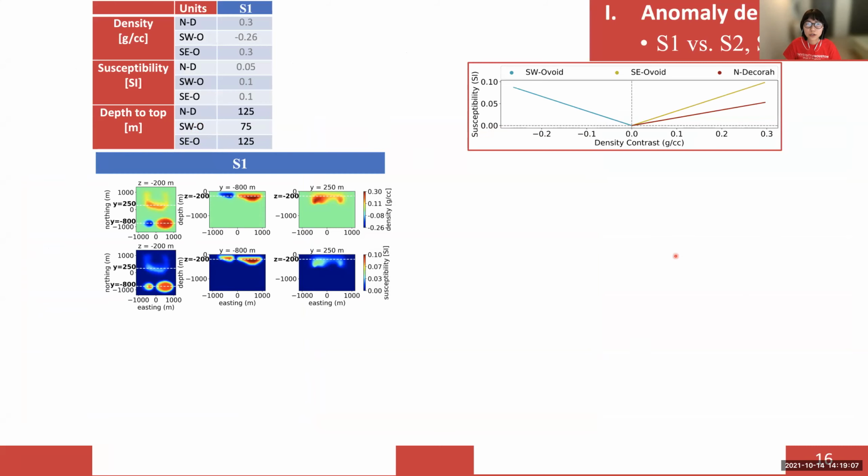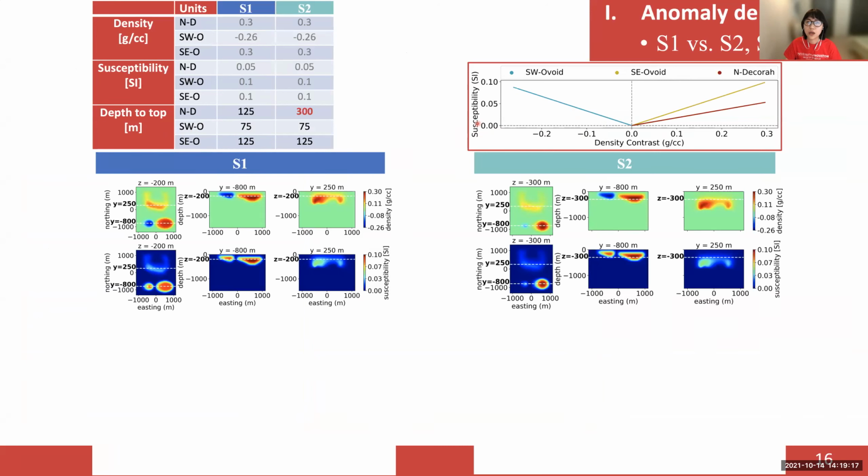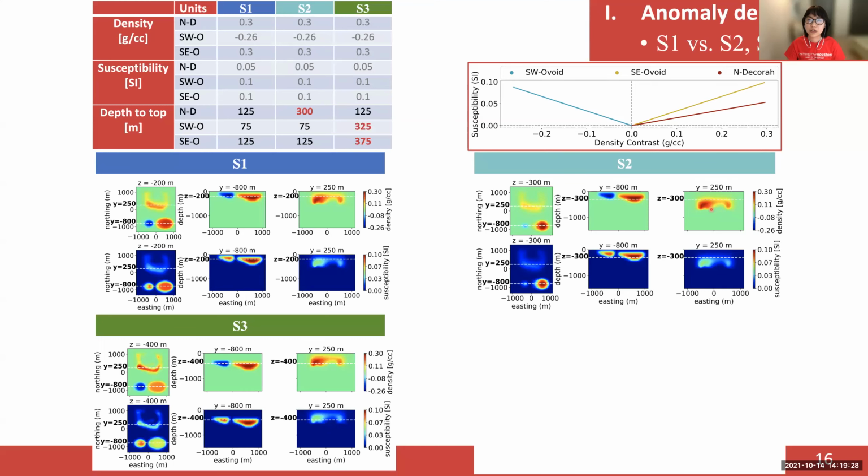So here are more details on the first group, which differ in depth. This is scenario 1 that we have just introduced, shown here again. Scenario 2 shares the same density and susceptibility model parameters with scenario 1, and it has a deeper North Decor unit. Similarly, scenario 3 shares the same physical property relationships with the previous 2 scenarios, and it has deeper ovoid units.